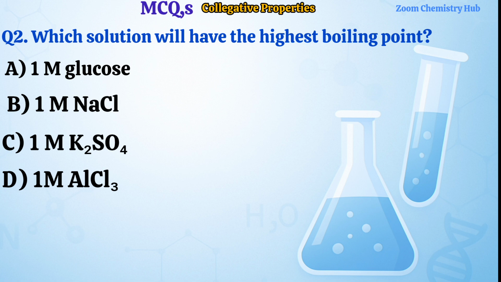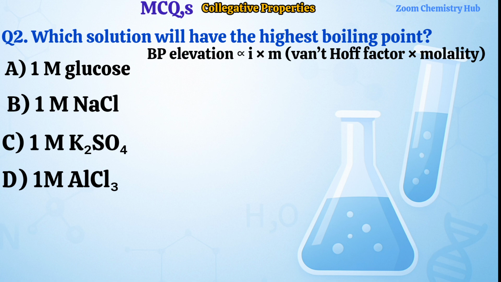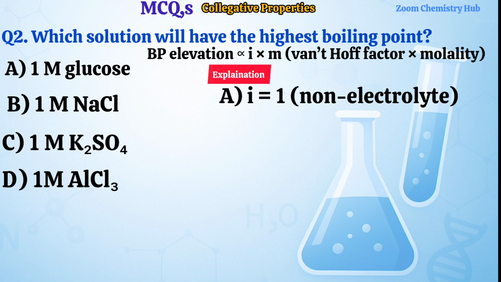For solving this question, to identify the correct option, we know that the boiling point elevation is directly proportional to the van't Hoff factor multiplied by the molarity. That is, boiling point elevation is directly proportional to iM. And the van't Hoff factor for option A, that is the 1 molar glucose, we know that a non-electrolyte has a van't Hoff factor of 1, so its i value is 1.